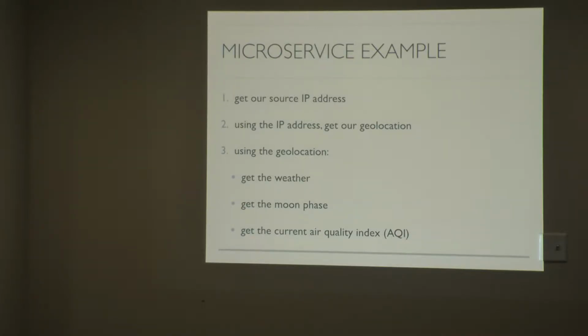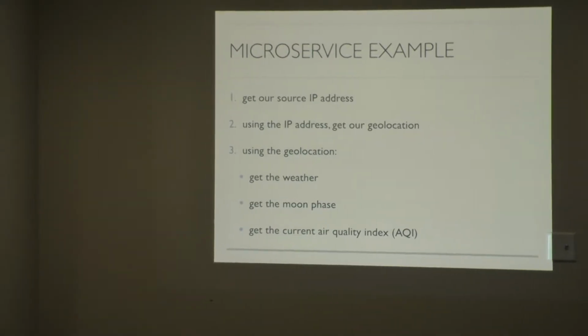And then using the geolocation, we will be able to get the weather, the current moon phase, and the air quality index. Technically, the moon phase is not based on your latitude, longitude. It's based on the time of day, but we're going to pretend it's based on your latitude, longitude.